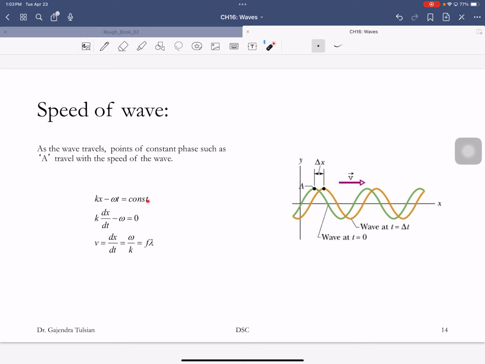What points x are such that, as t increases, this phase is maintained constant? Now you take the derivative of this. k is constant, k dx/dt minus omega equals 0. dx/dt is the velocity of the wave, and the velocity of the wave is omega by k, which is equal to f times lambda. So for all waves, the velocity of the wave is frequency times the wavelength. It's also equal to angular frequency divided by k. This is important, and you want to remember this.